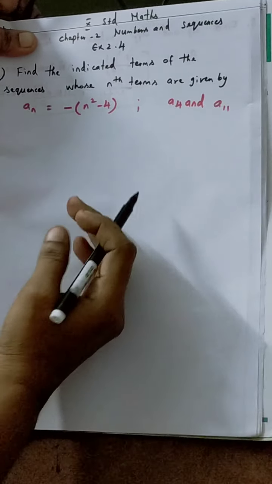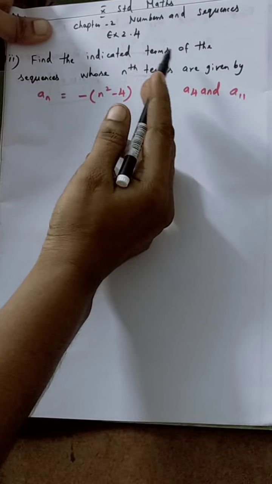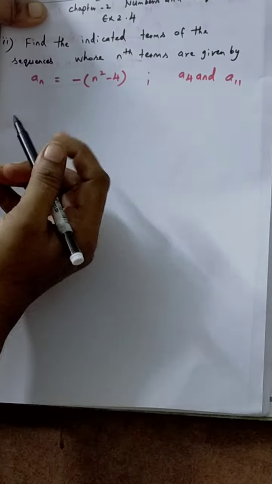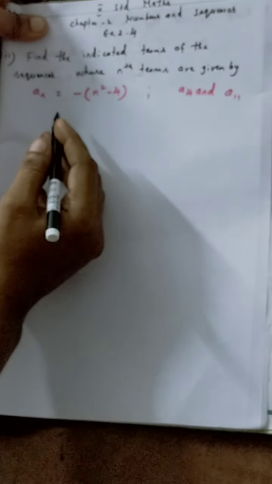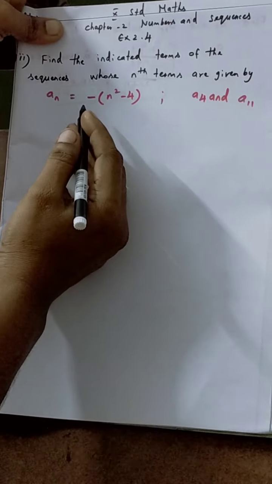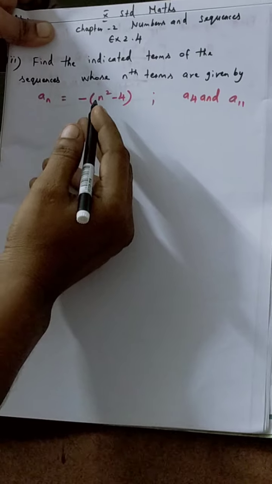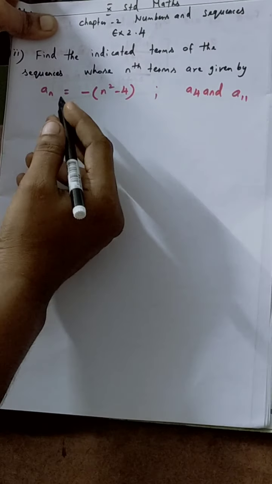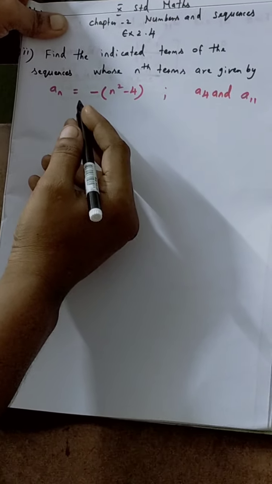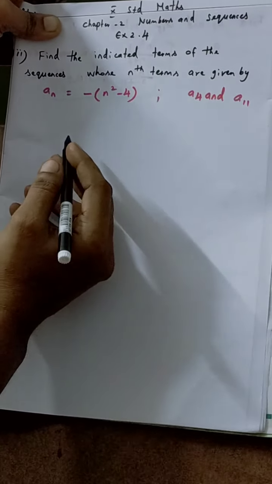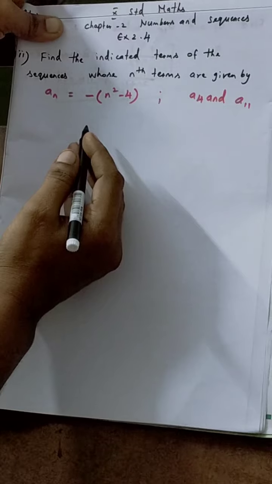Good morning students, 10th standard maths, chapter 2, Numbers and Sequences, exercise 2.4 continuation. In the previous class, we learned three methods of sequences. First method: a sequence is given, find the next 3 terms and then the general term. The next one is: a general term is given, find the first 5 terms. Those we learned in the previous class.